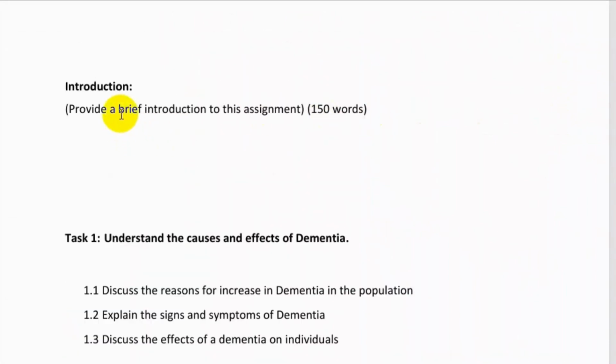But before that, as you know, you have to provide a brief introduction to the topic of your assignment, that is dementia care. So you have to discuss what dementia is and what the different types of dementia are, but make sure to keep this introduction part under 150 words.